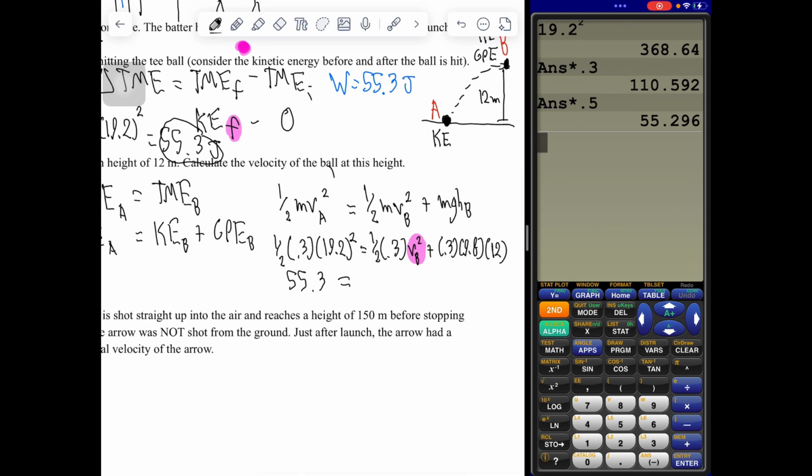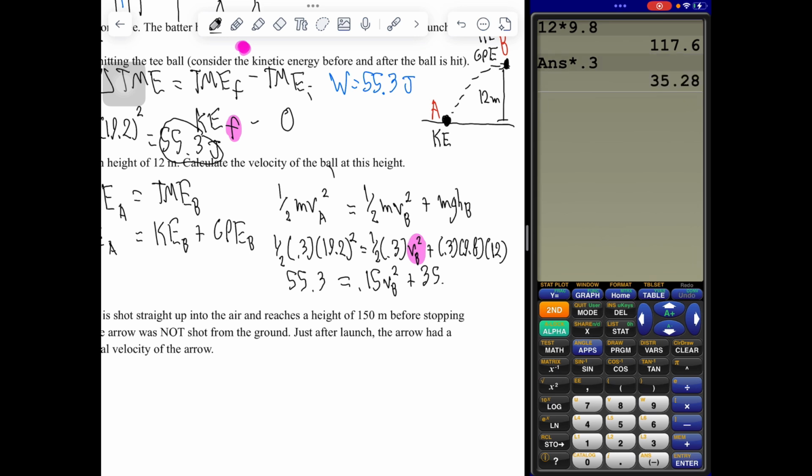We are going to then say this is equal to our 1/2 times 0.3. That gives us a 0.15. The velocity at b squared comes along, and now we want to take 12, multiply by 9.8, and multiply by 0.3. We get our 35.28. Let's round that to just 35.3.